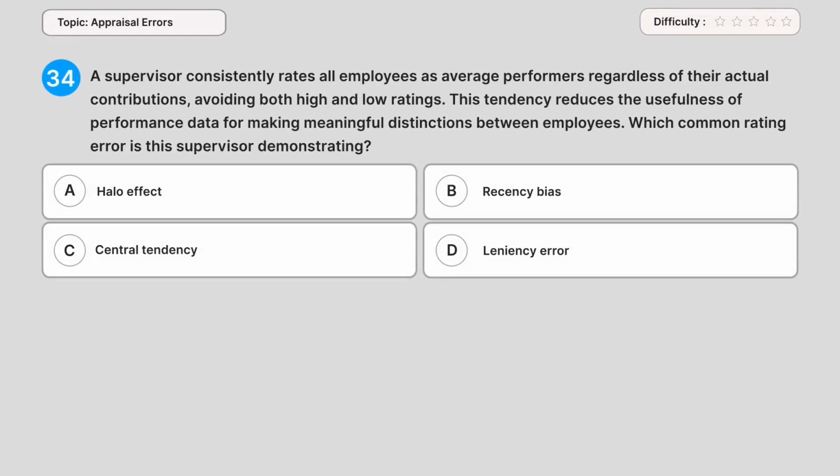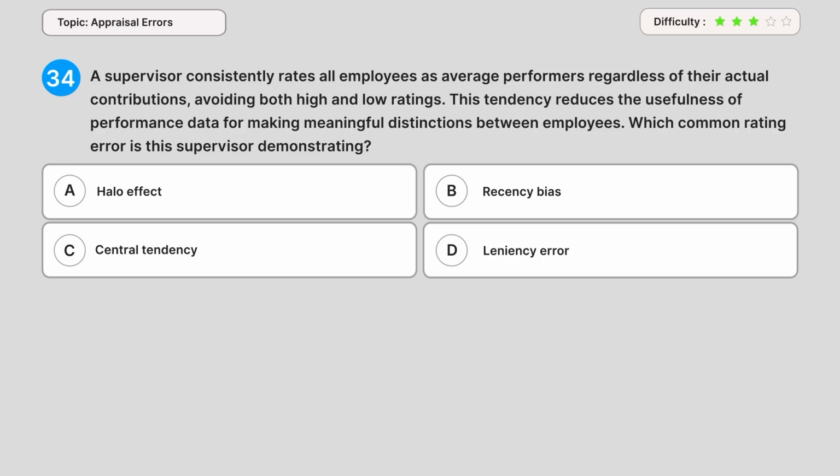34. A supervisor consistently rates all employees as average performers regardless of their actual contributions, avoiding both high and low ratings. This tendency reduces the usefulness of performance data for making meaningful distinctions between employees. Which common rating error is this supervisor demonstrating?